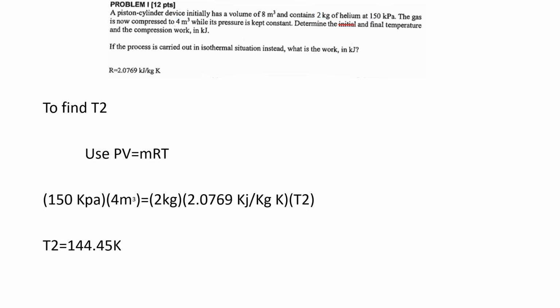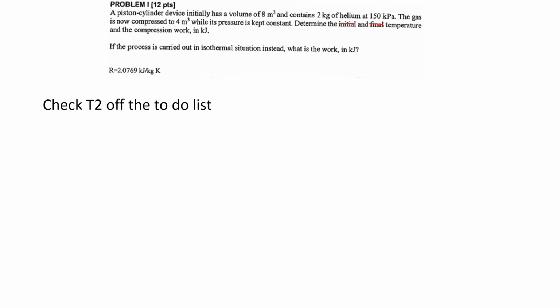So to find T2, we use PV equals mRT again. The only thing that really changes is the volume, because the pressure hasn't changed, the mass hasn't changed, and the R value hasn't changed. Once you solve for T2, it gives you 144.45 Kelvin. So we have T2, and we can cross that off the list to make sure that we answer everything.